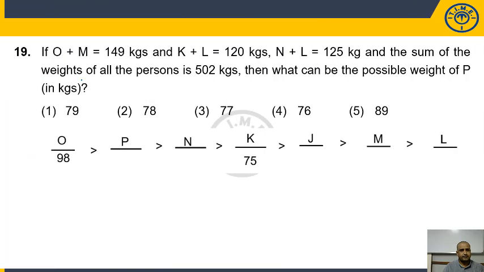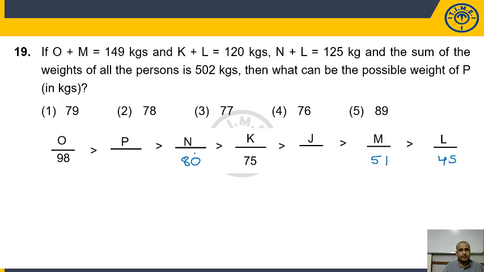Next, the same O plus M is 149. So M we got as 51. K plus L is 120, which we already calculated previously. So L is 45. Now it is given N plus L is 125. L is 45, so N will be 80.